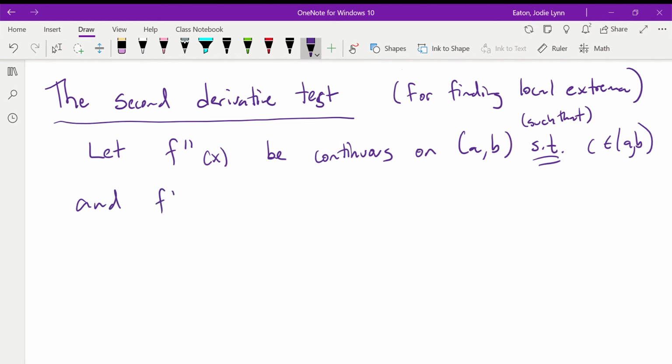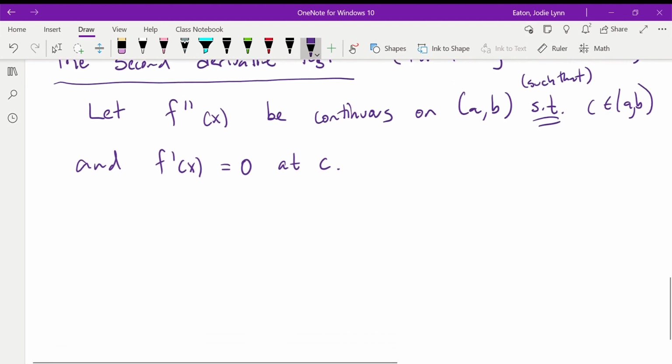And f prime of x equals 0 at c. Okay, so you have a first derivative that's 0, which means we have a critical point at c. And it has to equal 0. It can't be one where it doesn't exist, because if it doesn't exist, then f double prime likely also won't exist.